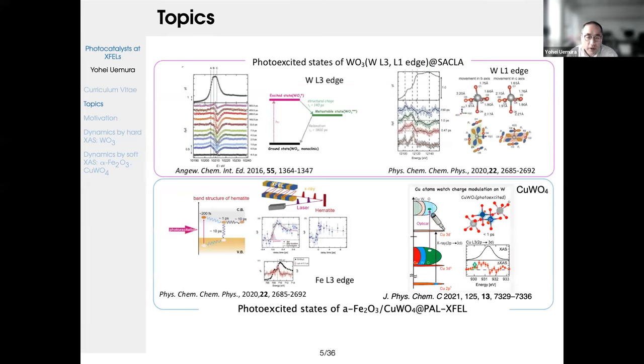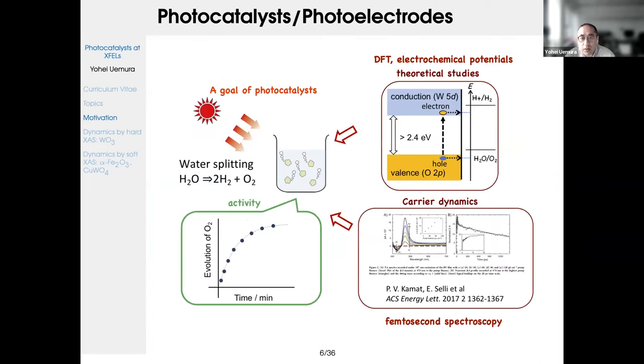In the first part, I'd like to explain the tungsten trioxide case. We use SACLA. And in the next topic, I'd like to explain the soft X-ray study of the hematite and kappa tungstate. These are mainly done at the PAL XFEL. So our motivation is very simple.